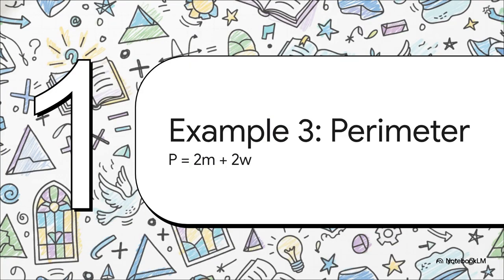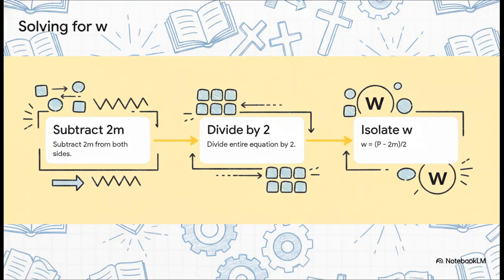Example 3. The perimeter formula. P equals 2m plus 2w. Right, so perimeter equals 2 times the length, which we're calling m here, plus 2 times the width, or w. P equals 2m plus 2w. Now, what if we already know the perimeter and the length, but we desperately need to find the width? We have to isolate w.